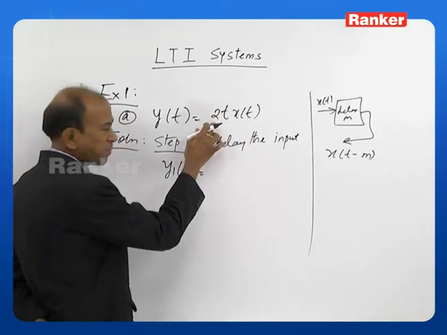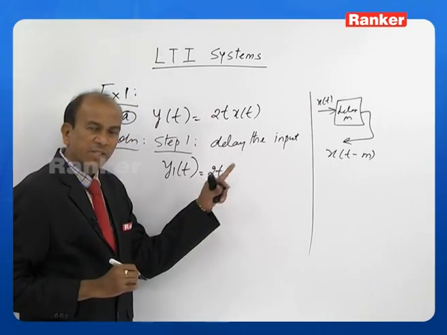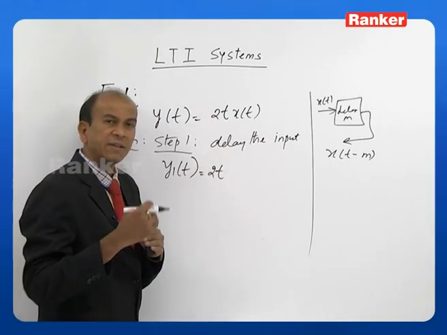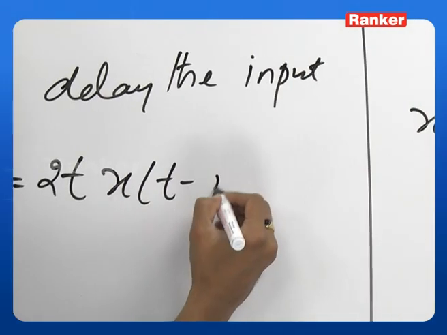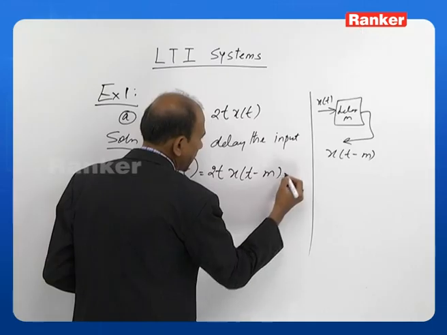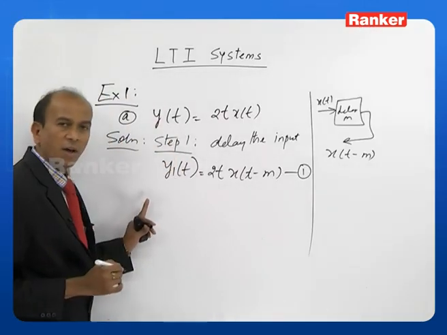Okay. So, the response y of t, 2t, remains the same, whereas the input is delayed by a certain factor, t minus m. So this will be x of t minus m. This is my first equation, let us say, what we got as y1 of t.